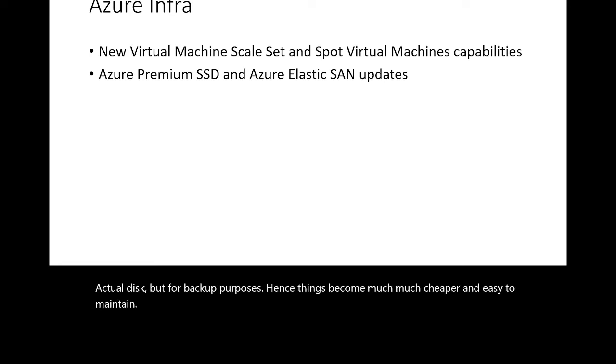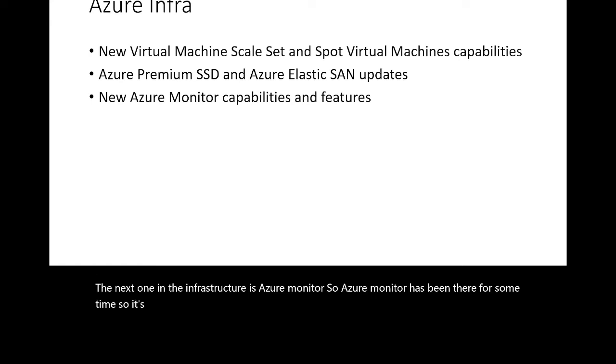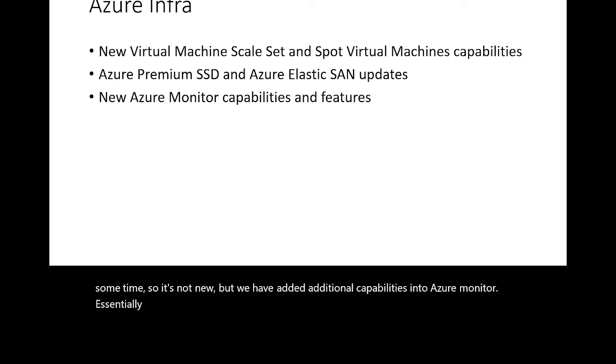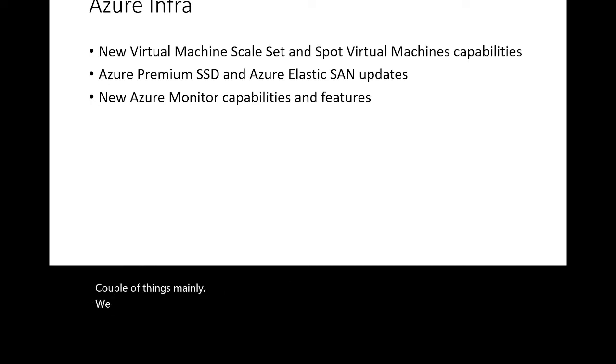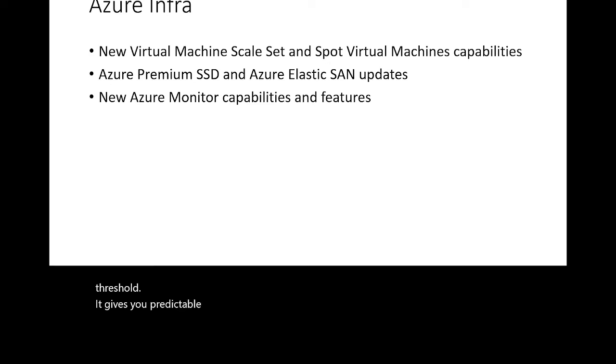The next one in the infrastructure is Azure Monitor. Azure Monitor has been there for some time, so it's not new, but we have added additional capabilities into Azure Monitor. Essentially, that means a couple of things mainly we talk about. It has now built in a lot of AI capabilities to help you decide things a bit before it hits the threshold. It gives you predictable auto scale for VM scale sets, and this is generally available.